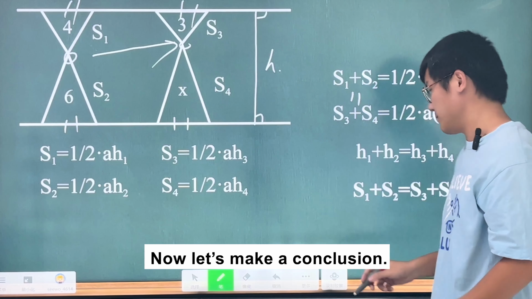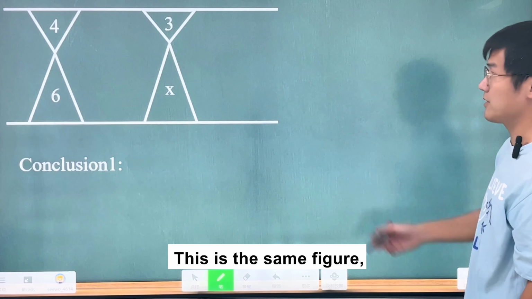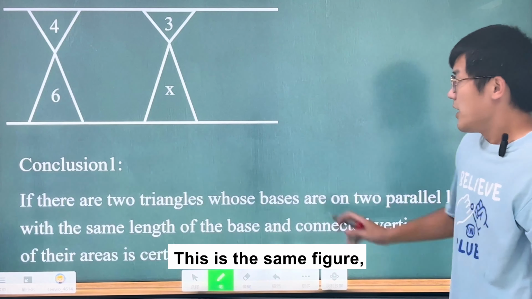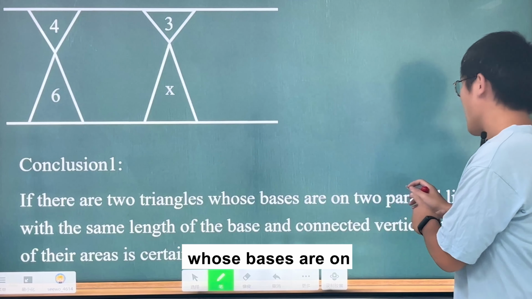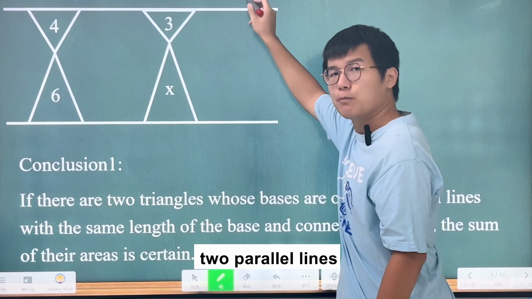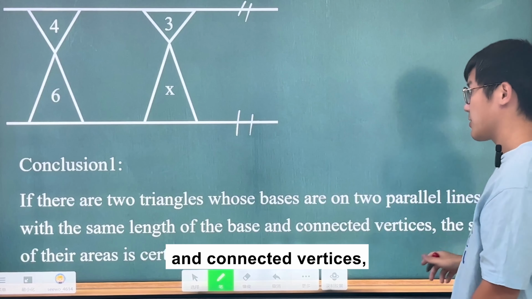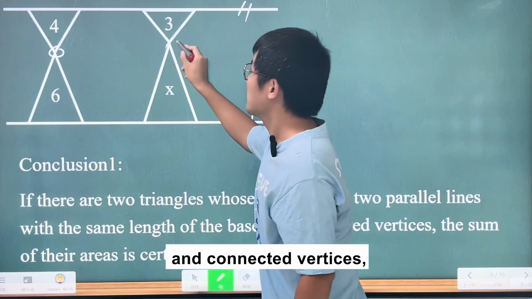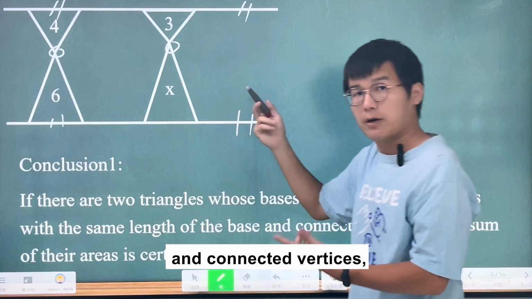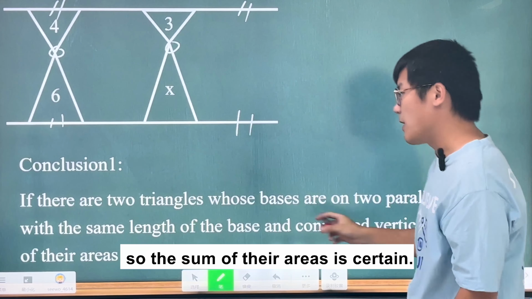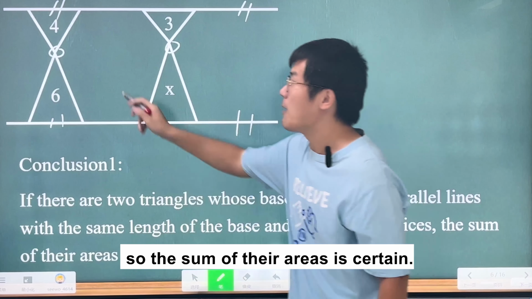Now let's make a conclusion. This is the same figure. If there are 2 triangles whose bases are on 2 parallel lines with the same length of the base and connected verticals, the same length of bases, okay? So the sum of their areas is certain.